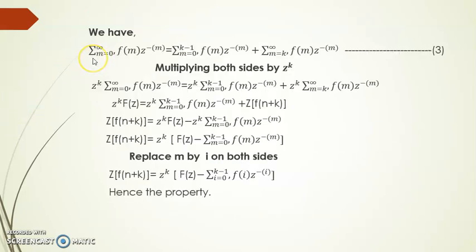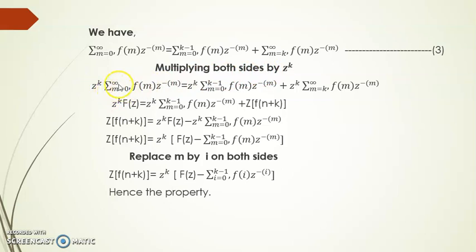Then we have summation m equal to 0 to infinity f of n Z power minus m equal to summation m equal to 0 to k minus 1 f of m Z power minus m. Split that limit, that is m equal to 0 to k infinity. We split this limit into two parts, m equal to 0 to k minus 1 and m equal to k to infinity. Then multiply both sides by Z power k. Z power k is outside of the summation sign.